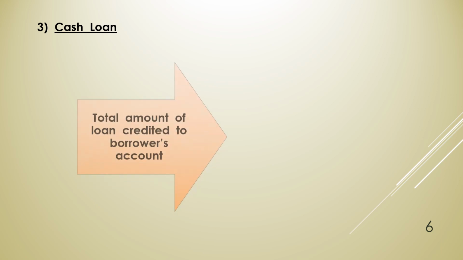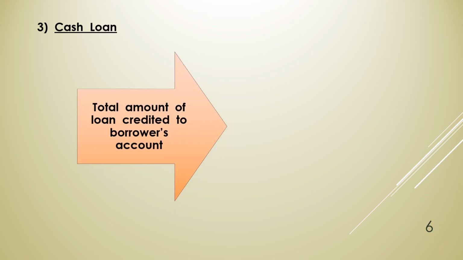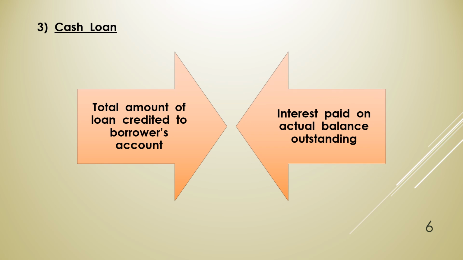Let us now move towards the third scheme, that is cash loan facility. The commercial banks also provide cash loans to the business organizations to meet their short-term financial requirements. In this case, the total amount of loan is directly credited to the borrower's account by the bank. Further, interest is paid on the actual balance which is outstanding.